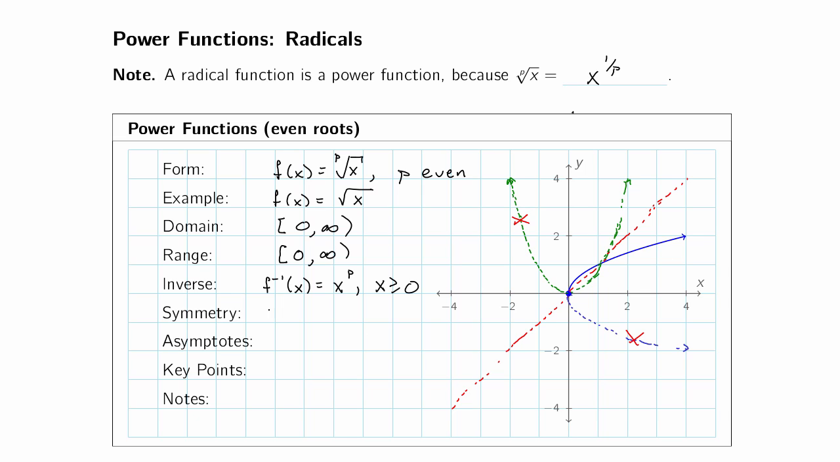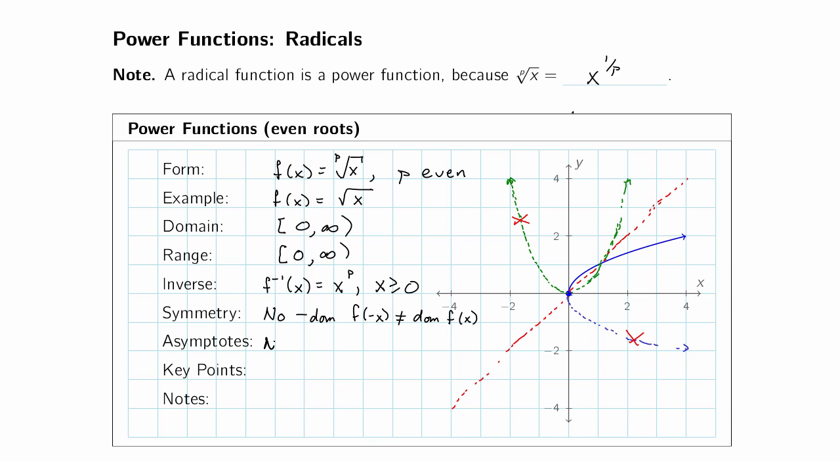The square root function has no symmetry, and that's because the domain of f of negative x is different from the domain of f of x. That is, if we replace x by negative x, if we reflect across the y-axis, that changes the domain. We have a completely different function on our hands in that case.